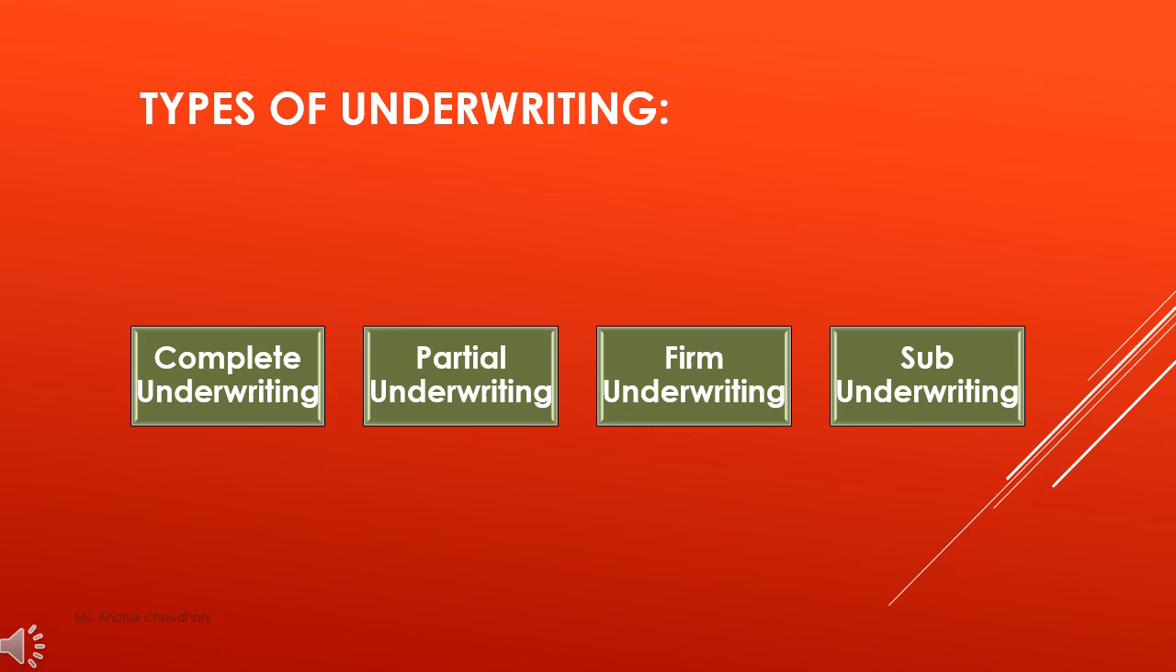Next is sub-underwriting. An underwriter may itself enter into a sub-agreement with another person. Whenever an underwriter comes into a sub-agreement with another person, it is known as sub-underwriting, where he transfers a part of his underwriting risk. Whenever the underwriter feels that he can't bear the risk by himself only, he goes for the sub-agreement to reduce that risk. This is your sub-underwriting.